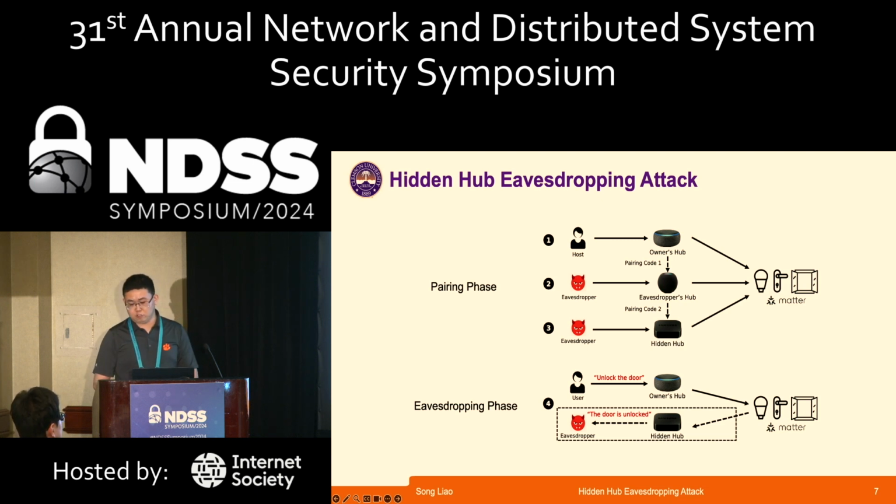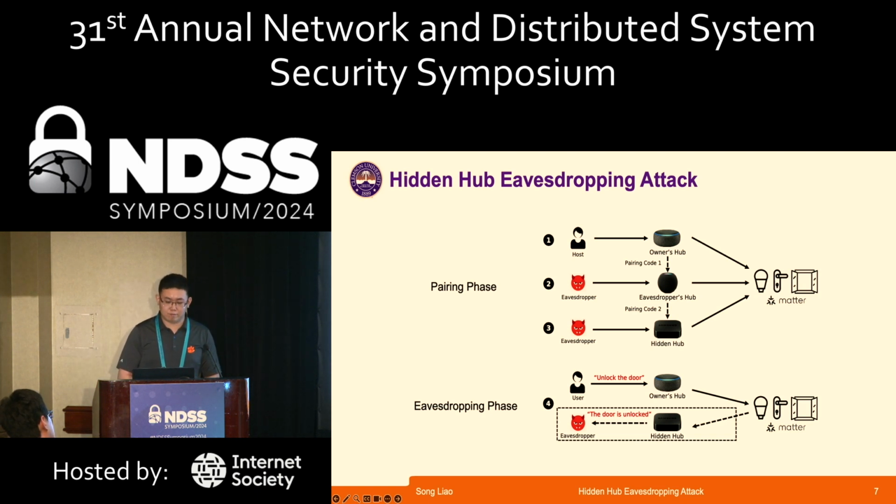This figure shows the hidden hub airdropping attack scenario, which includes two phases, the pairing phase and the airdropping phase. We can imagine that in an Airbnb room, the host has installed some Matter devices and connected these devices to a Matter hub. After the malicious users check in, they can claim that they hope to use their own hub to control all the Matter devices. So the host may provide the pairing code to the malicious users and help them build the connection.